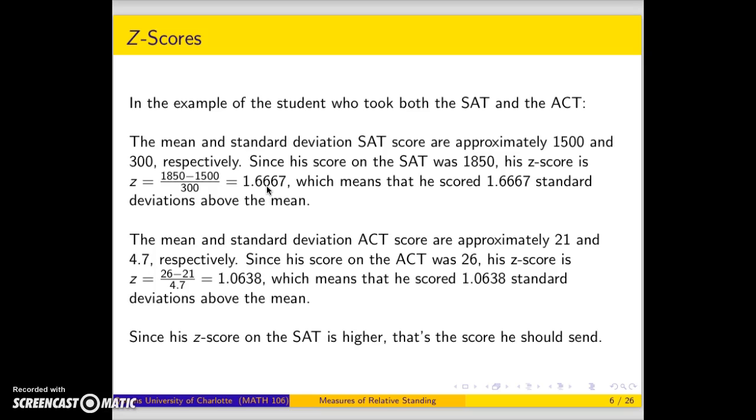Now for the ACT score, the mean score is 21 and the standard deviation is about 4.7. So we take his score of 26, then minus the mean, divided by the standard deviation of 4.7, and we get 1.0638, which means he scored 1.0638 standard deviations above the mean. So 1.6667 is a little bit bigger than 1.0638. Therefore, the SAT score is better.